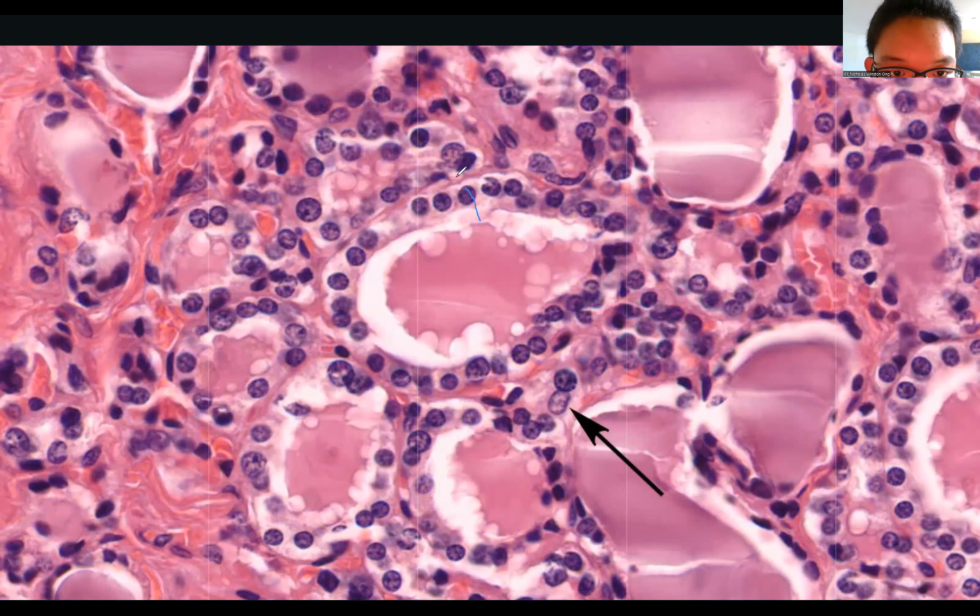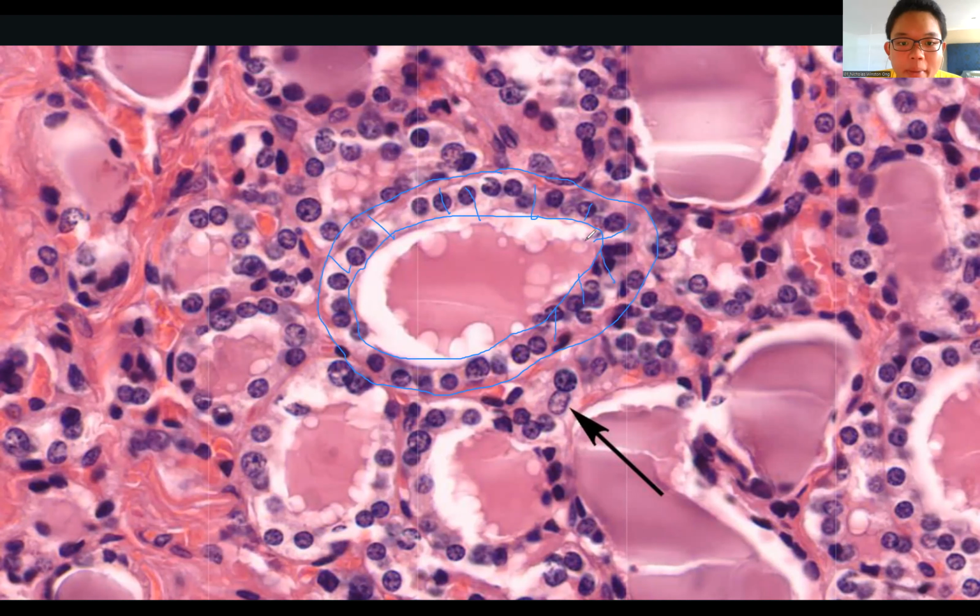This whole circular structure right here is known as the thyroid follicle. The thyroid follicle will be lined on the periphery by follicular cells. So this whole round thing is the thyroid follicle, and the cells surrounding the lumen on the periphery, this one right here, are the follicular cells.